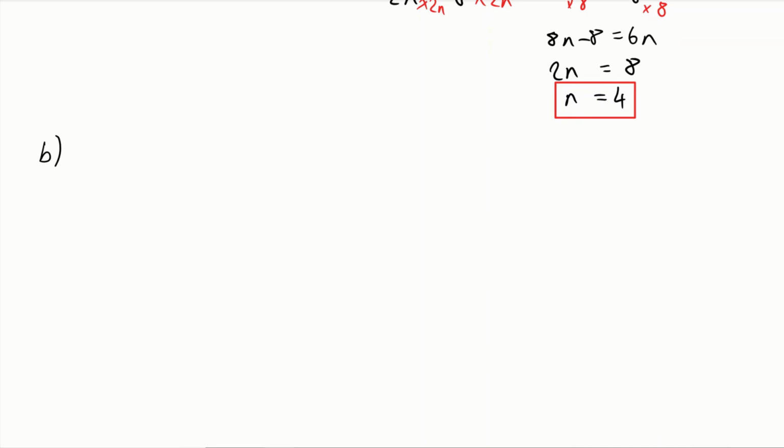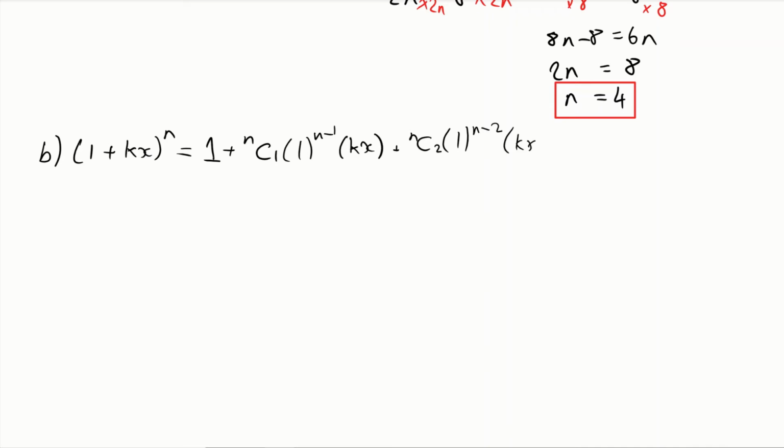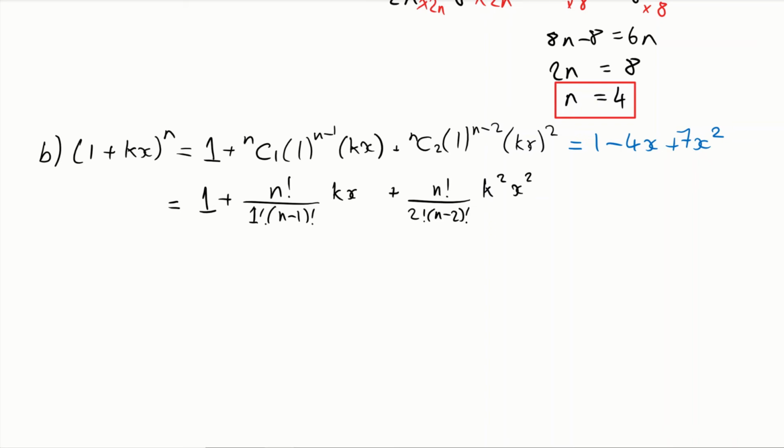So looking at question B, let's expand this. We get (1 plus kx) to the n equals 1 plus nC1 times 1 to the n minus 1 times kx, plus nC2 times 1 to the n minus 2 times (kx) squared, and according to the question that is equal to 1 minus 4x plus 7x squared. Now using the formula for nCr, we're going to rewrite nC1 and nC2, so our expansion will now turn into 1 plus n factorial over 1 factorial times (n minus 1) factorial times kx, plus n factorial over 2 factorial times (n minus 2) factorial times k squared x squared.